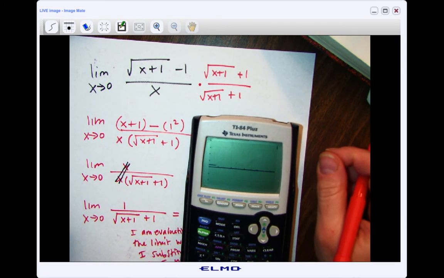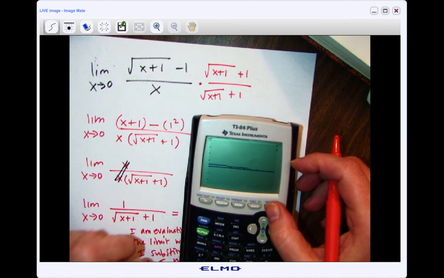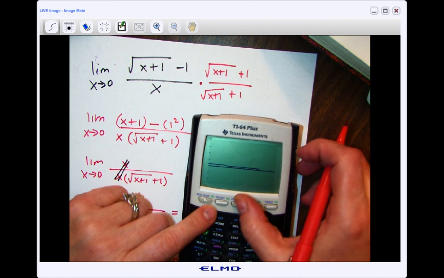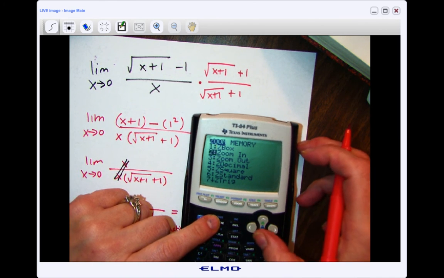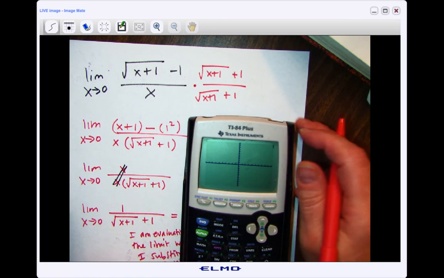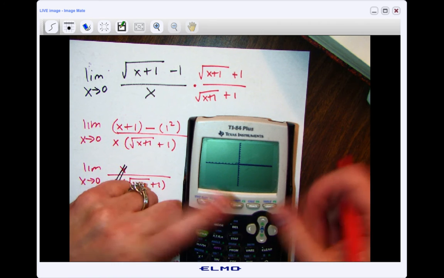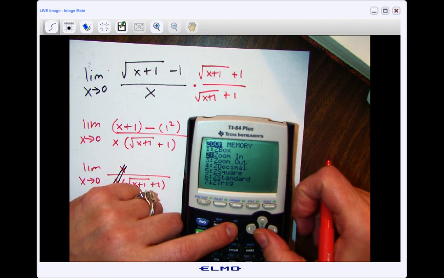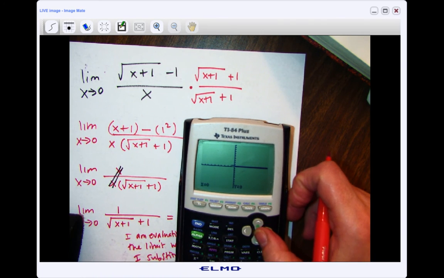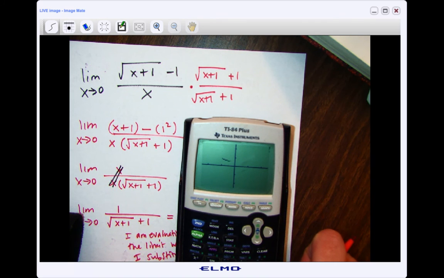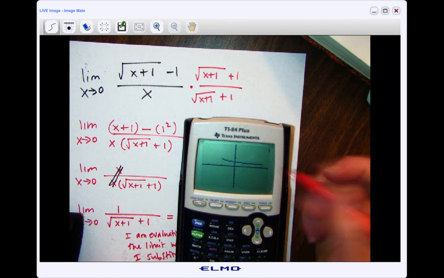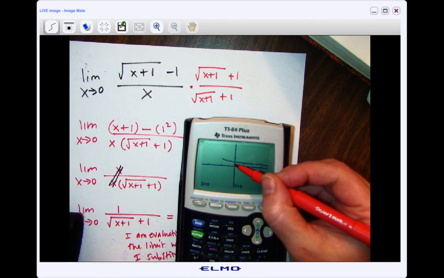So if you take a look at the graph, I didn't follow my own rule. I always like to hit zoom standard first because then you don't have to sit and wait. And usually the standard window is at least a good place to start. Well, it's hard to see, but let's zoom in. Zoom in right here at 0, 0. Let's see if that's a better picture. So there it is. So you can see it's coming in. There's going to be a hole here.